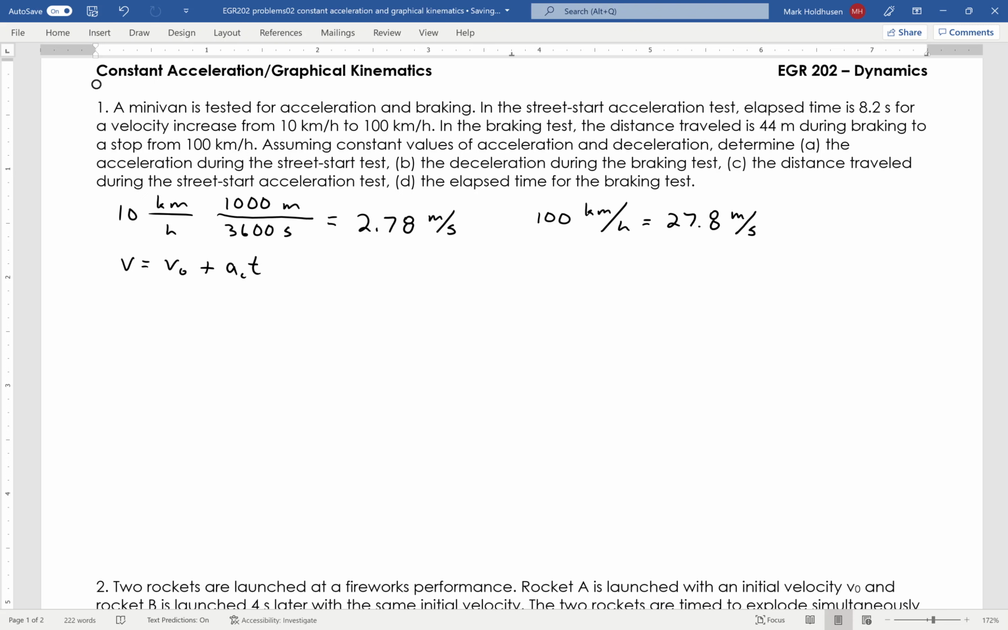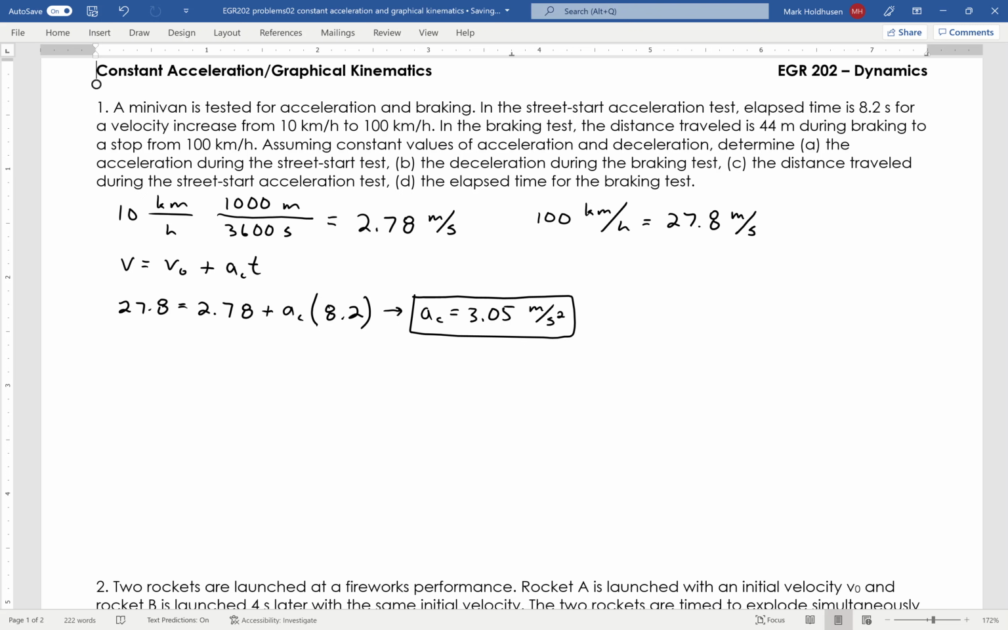So my final velocity, 27.8. My initial velocity, 2.78. My acceleration is what I'm trying to find. This occurs over 8.2 seconds. So from this I can calculate that acceleration to be 3.05 meters per second squared. And again, I can only use this equation because that acceleration is constant. I can use these algebraic equations in order to do that.